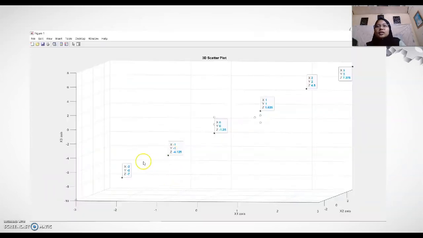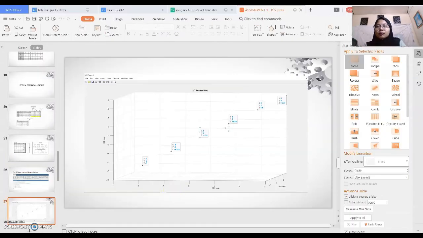Okay, this is the 3D graph, a 3D scatter plot. As we can see, there is a straight line that separates the points for class A and class B. So we can see it from Matlab.